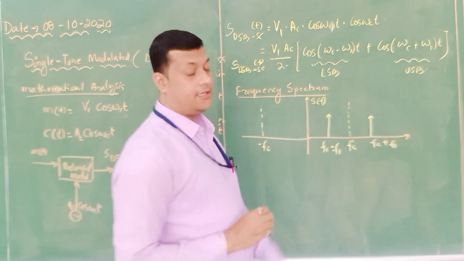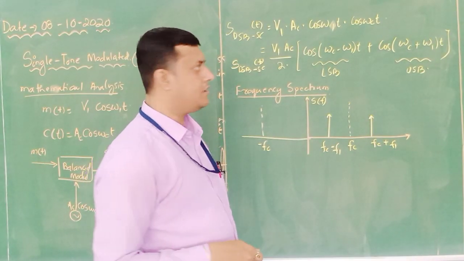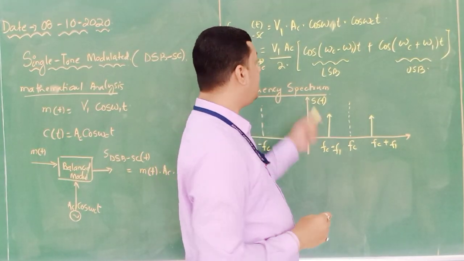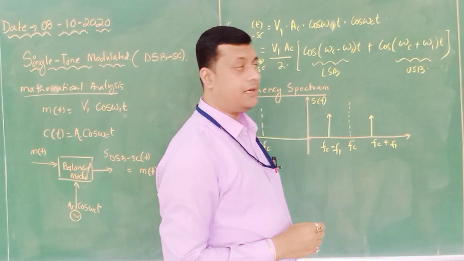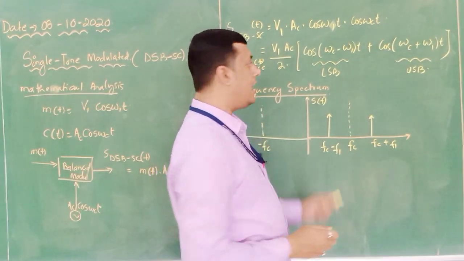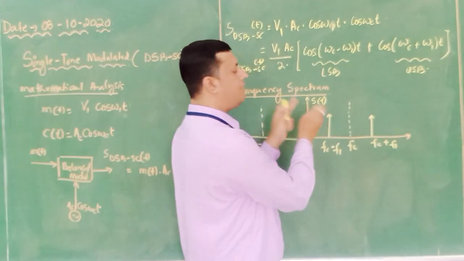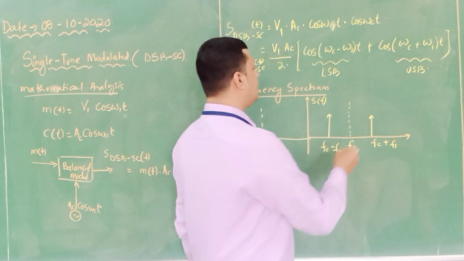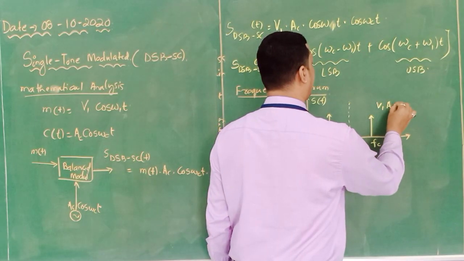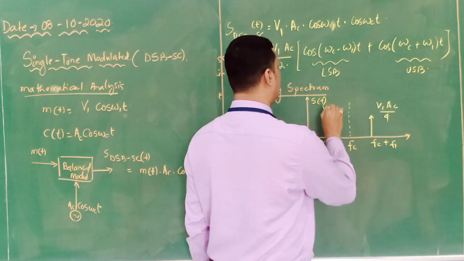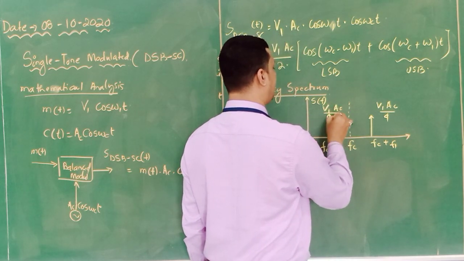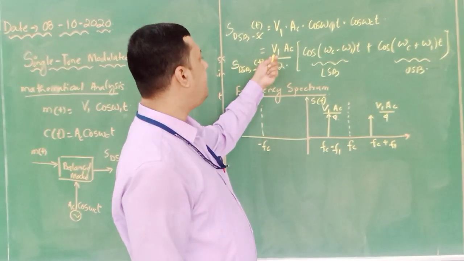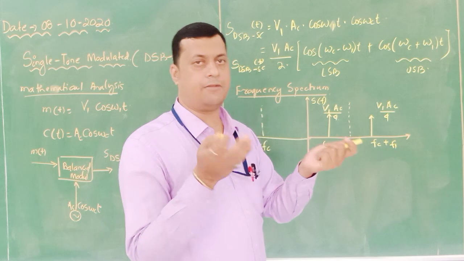Now the question comes, what is the amplitude? Here you can see V1 AC by 2 is the amplitude. But it is a power relation, so divided by 4 it will come. Half of the power is available here, half of the power is available here, so that the total will become V1 AC by 2. So here V1 AC divided by 4, V1 AC divided by 4. If I add these two, I will get V1 AC by 2, which is the total sideband power.